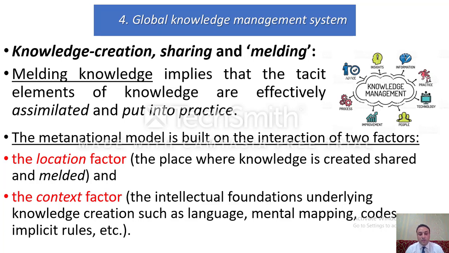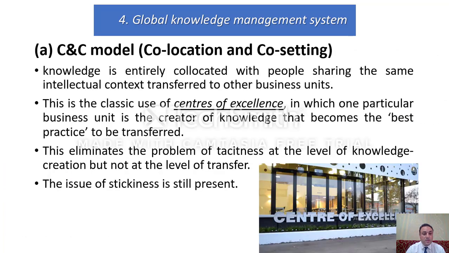By the location factor, we mean the place where knowledge is created, shared, and melded. And by the context factor, we mean the intellectual foundations underlying knowledge creation, such as the language, the mental mapping, the codes, and the implicit rules, etc. Now we can see the four different approaches of knowledge management system. We have the CNC model.